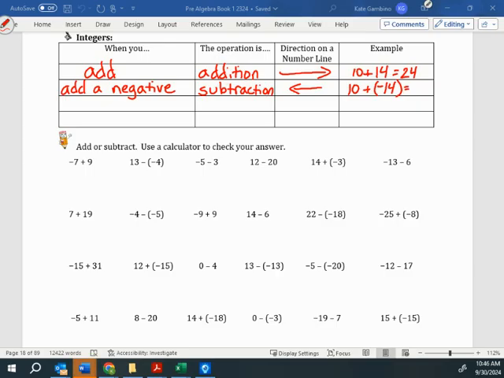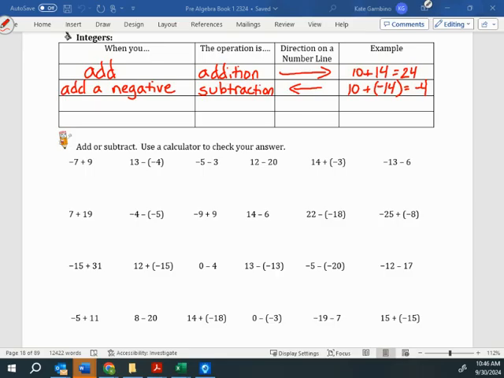Negative 4. Because we started at that 10 on the number line, but because it's a negative 14, we have to go to the left. And if we go to the left 14, we end at negative 4. So when we add those negatives, we're really subtracting.